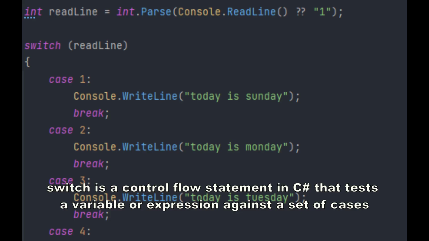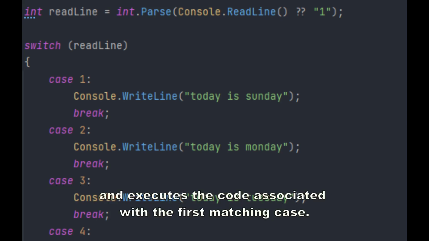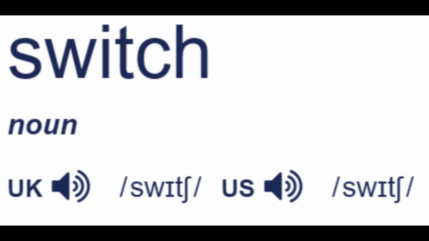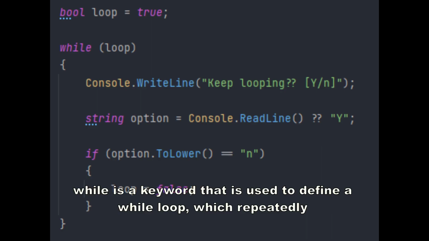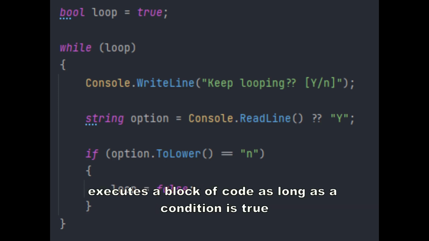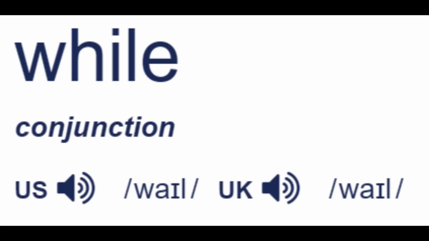Switch is a control flow statement in C# that tests a variable or expression against a set of cases and executes the code associated with the first matching case. Switch. While is a keyword that is used to define a while loop, which repeatedly executes a block of code as long as the condition is true. While.